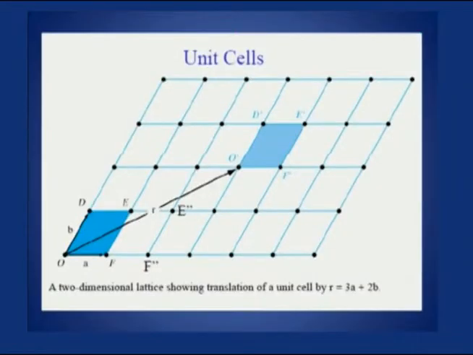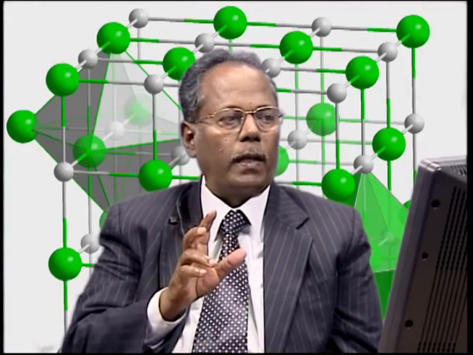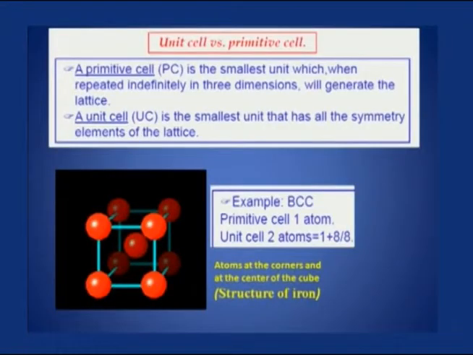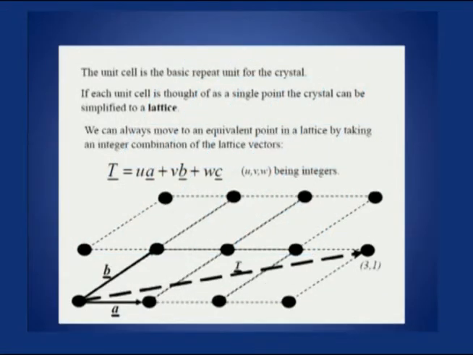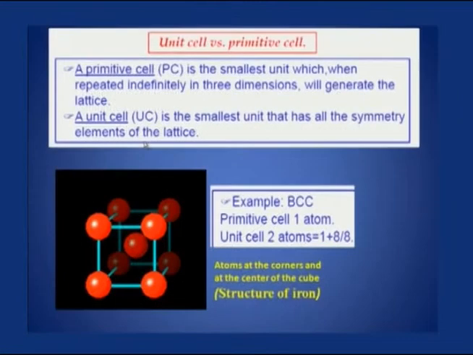I will come to the story of bricks later, but now, what is the difference between a primitive cell and a unit cell? A primitive cell is the smallest unit cell which, when repeated indefinitely in 3 dimensions, will generate the entire lattice. The entire lattice can be obtained by translating the primitive cell, whereas a compound unit cell is one in which there will be lattice points even at the center, so you have more than one lattice point.